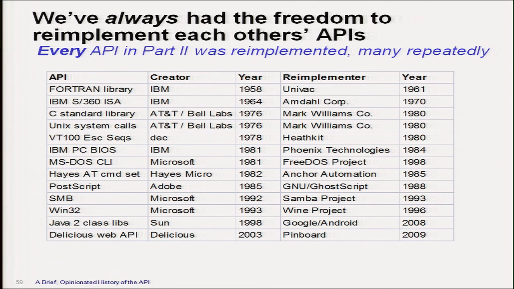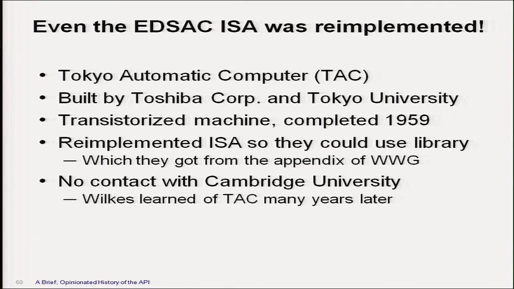And each of the lines in this table has a story to tell. So for instance, if you look at that little line that says IBM PC BIOS, 1981, reimplemented by Phoenix in 1984, that reimplementation was what allowed the IBM PC compatible industry to flourish, and now basically every computer we use evolved from that architecture. So basically, API reimplementation has been fundamental to the creation of many, many industries, and this table pretty much proves it. Even the EDSAC instruction set architecture was reimplemented.